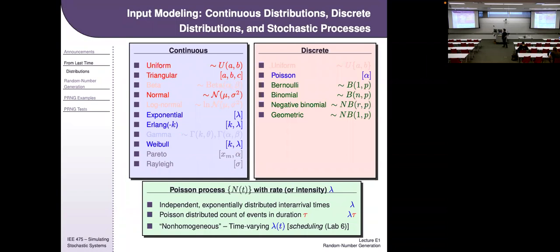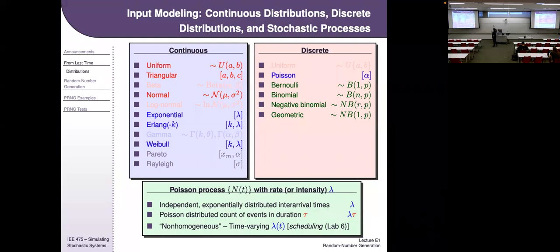So these ones that are not gray, like uniform, triangular, normal, exponential, Erlang, Weibull, Poisson, Bernoulli, binomial, negative binomial, geometric, and the Poisson process, these are all the ones that you should have familiarity with. You don't need to memorize PDFs or CDFs.